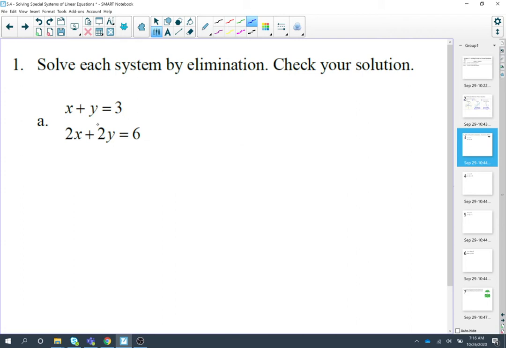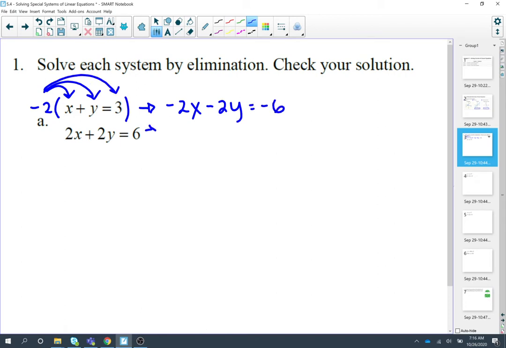Those are not opposite. So in order to get an opposite coefficient, I'm going to multiply my first one by a negative 2 so that this becomes a negative 2, which is the opposite of positive 2. I'm going to draw my arrow and distribute. Negative 2x minus 2y equals negative 6. Then I'm going to leave my second one the same, which is just 2x plus 2y equals 6. And then we're going to add.